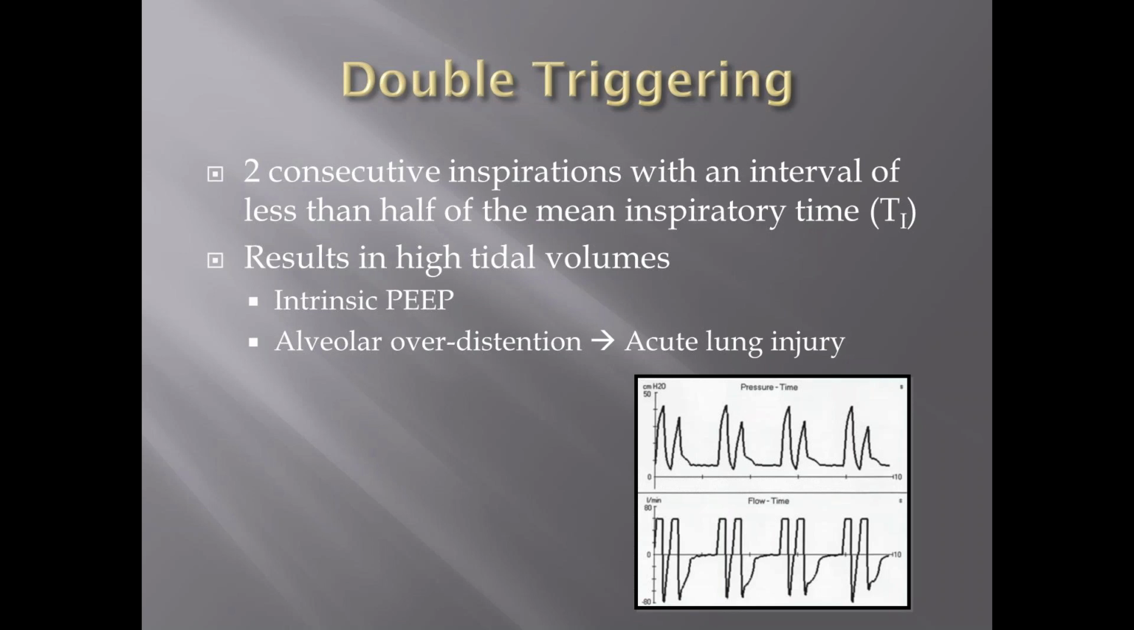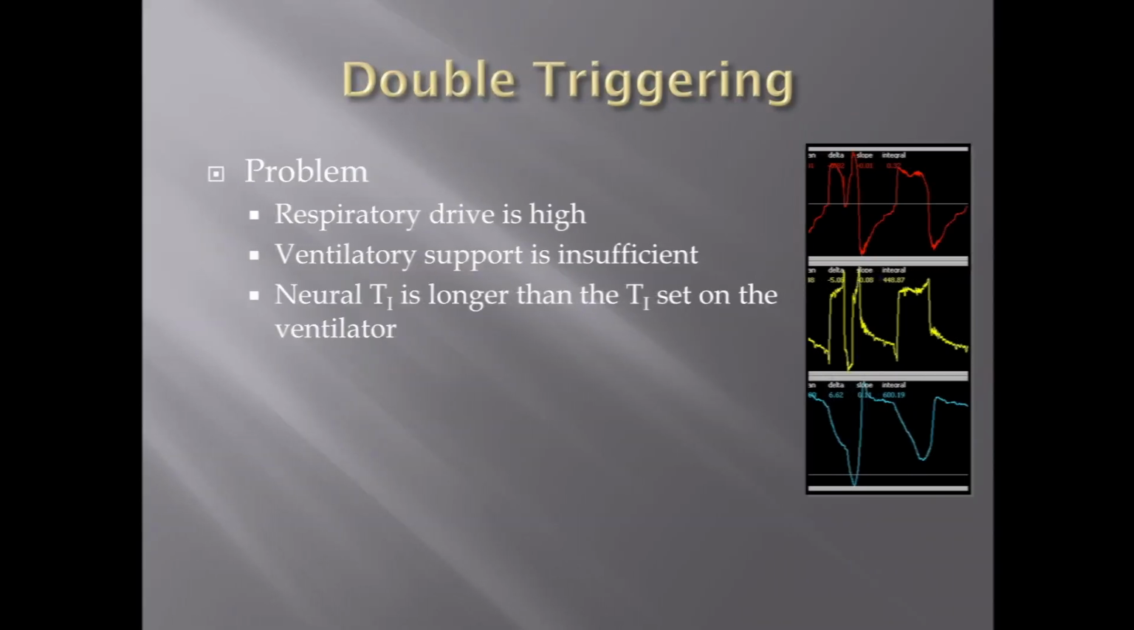No one's ever really proven that this takes place, but we know that high tidal volumes are bad in general for our patients, and we know that when these two breaths are delivered in rapid succession, the exhaled tidal volume is usually double what we intended it to be, right? So what is the problem? Often the respiratory drive is high, and we're not giving the patient enough on the ventilator.